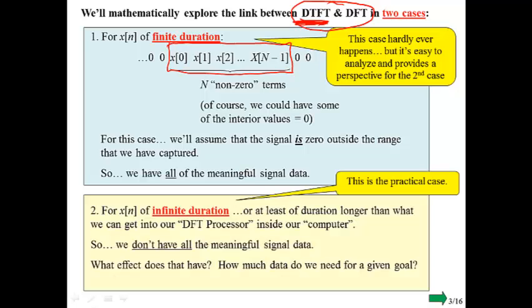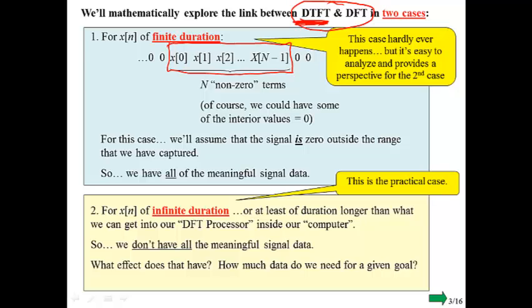The other case that we'll look at is infinite duration, and in reality that can never happen, right? Because how could a signal be infinitely long in both directions? But the idea is that the actual duration of the signal is longer than what we actually collect.